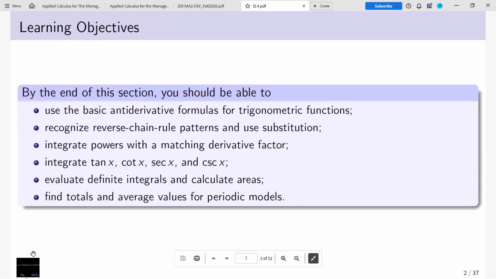You will extend your antiderivative toolbox to trigonometric functions. The main skill is pattern recognition. Identify the function, locate its inner derivative, and choose the formula that reverses the derivative rule.